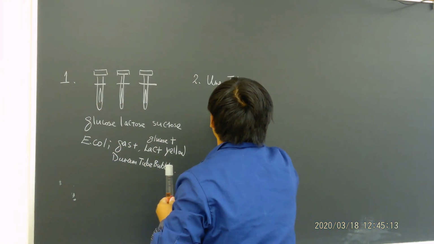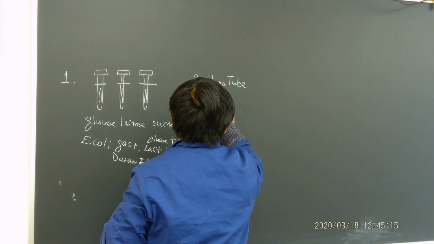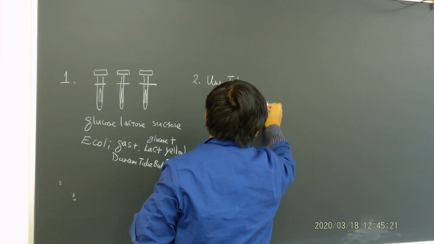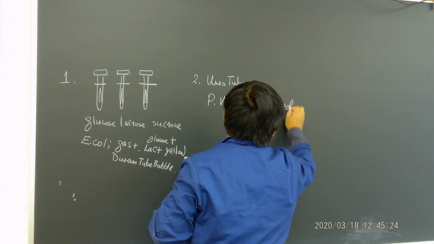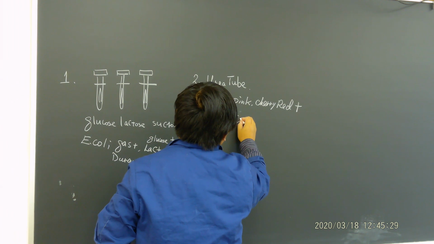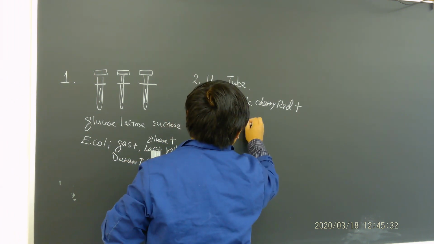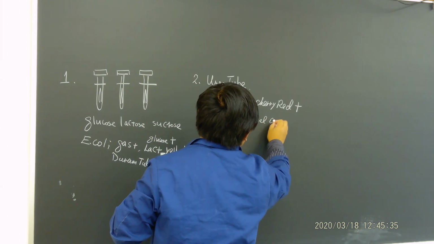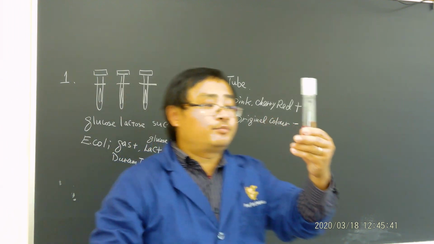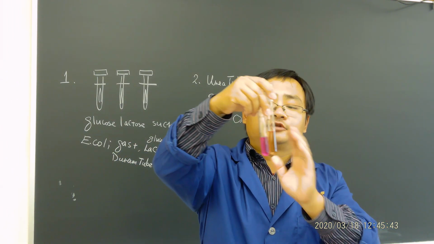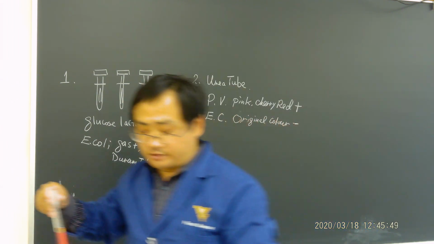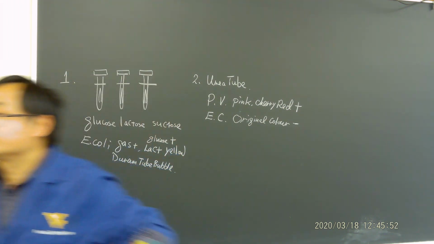So urea tube, you will see we have Proteus vulgaris, which is pink, or we say it's cherry red. That is positive. And the E. coli is just the original color. That's why it's negative. Okay. I believe of all the bacteria you have, Proteus vulgaris is the only one that is positive. Most of the others are negative. So I'll return this back to you.